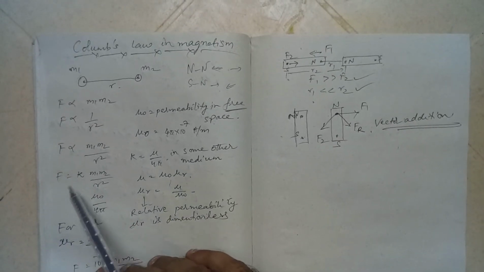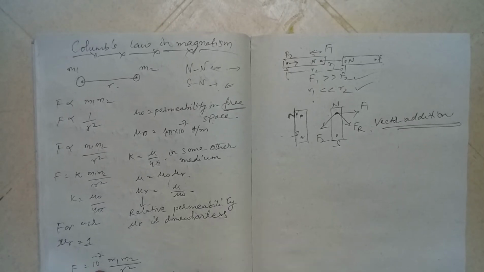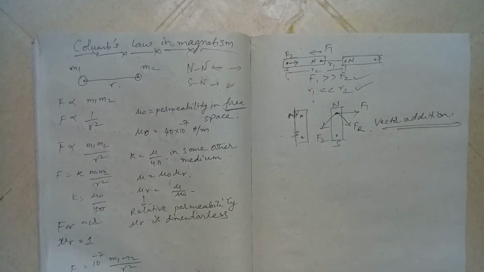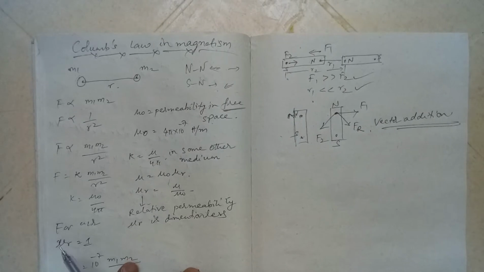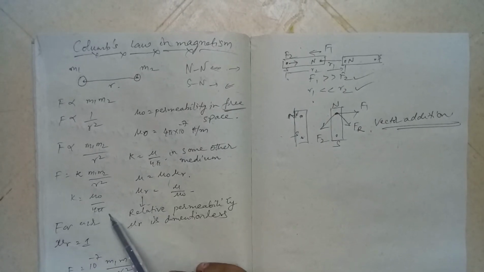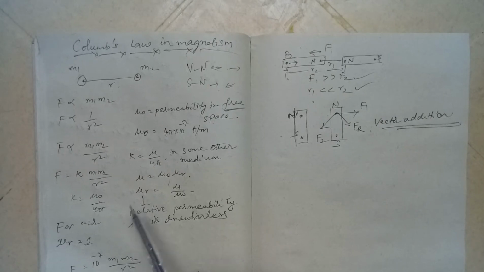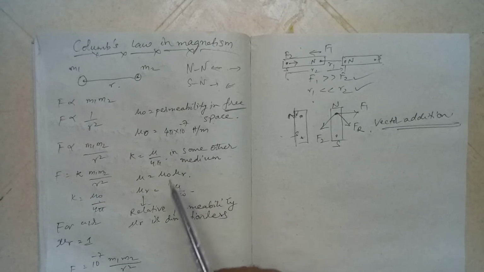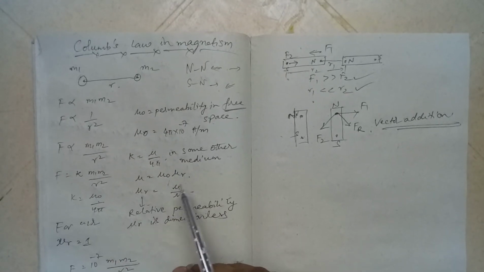Definitely this force has to be equal to some constant into m1 m2 by r square. We call this constant k as mu naught by 4 pi. What is mu naught? It is the permeability of free space. Suppose some other medium is there, then instead of mu naught you should write mu. This mu naught value is 4 pi into 10 power minus 7 Henry per meter.